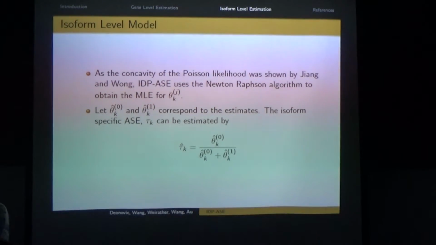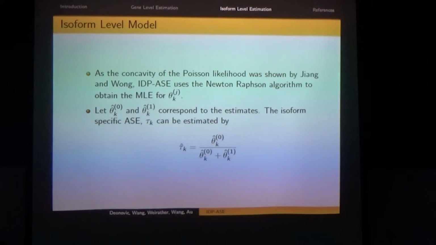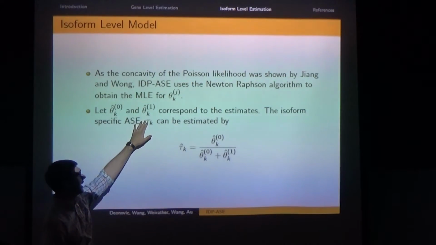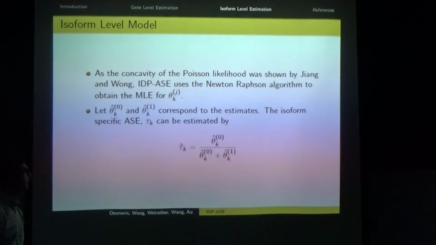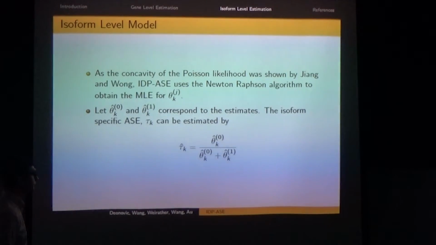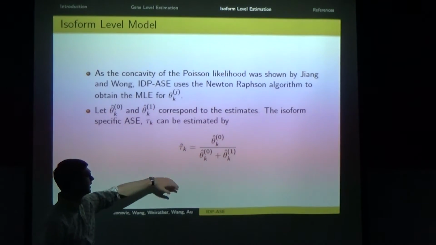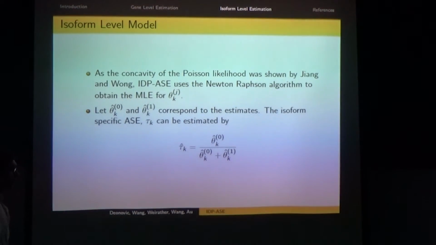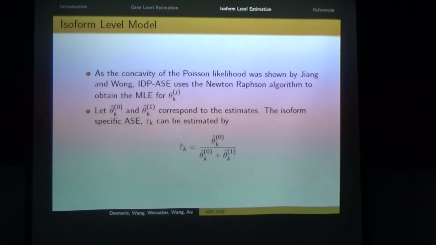And so, since the Poisson likelihood is concave, we can simply use something like the Newton-Raphson algorithm to obtain the MLE for the theta_kj. Now, once we have estimates of the theta_kj, let's say theta hat k0, theta hat k1, we can use these estimates to get an estimate of the isoform-specific allele ASE. We'll call that tau_k. That can simply be estimated as this. So that's what our gene isoform level model does, and it gives us estimates of the gene isoform level ASE.